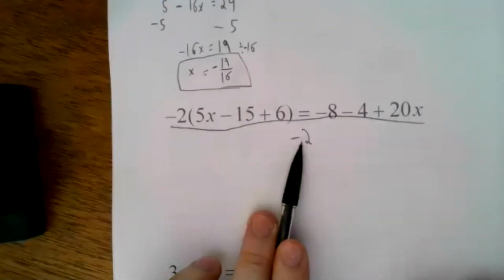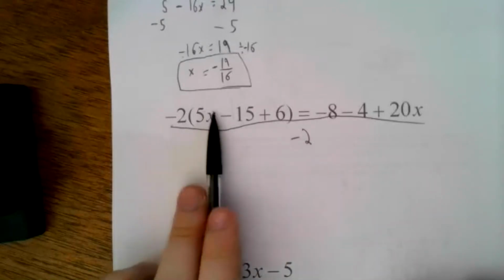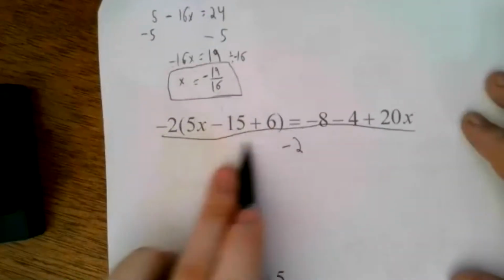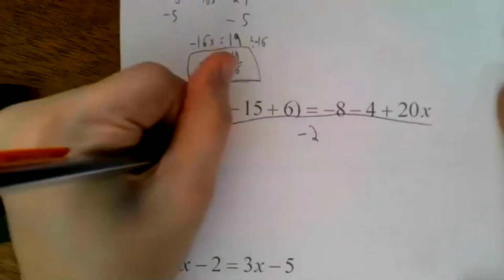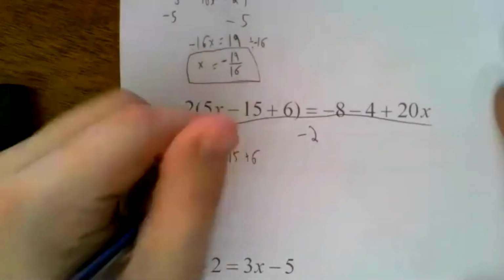So if I divide by -2 on the left side, these two will just cancel, right? Because I'm distributing it to every one of these as well. So the -2's will cancel. On the left side, I just end up with whatever's inside the parentheses. So I get 5x minus 15 plus 6.